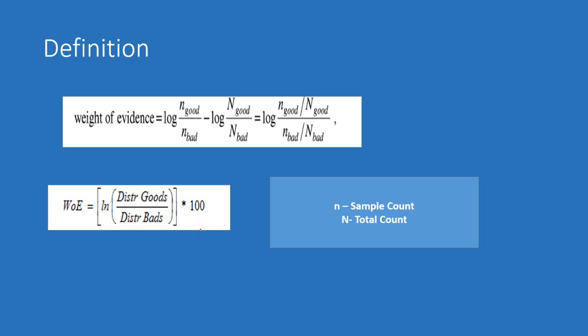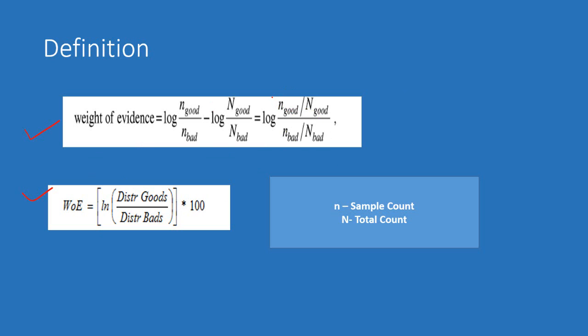Many people use it for scaling purposes, but it doesn't make much difference to the interpretation of the WOE values and its uses in the model. So you can use either of these formulas. Just to explain a little more in detail, weight of evidence is the logarithm of the percentage of good, so small n by capital N.